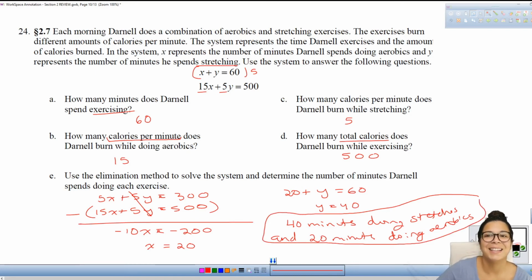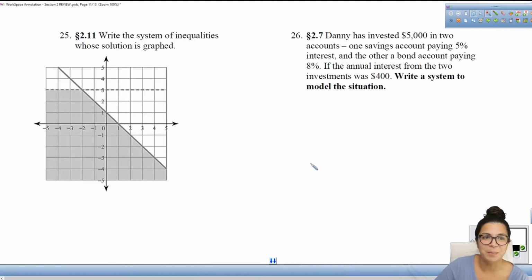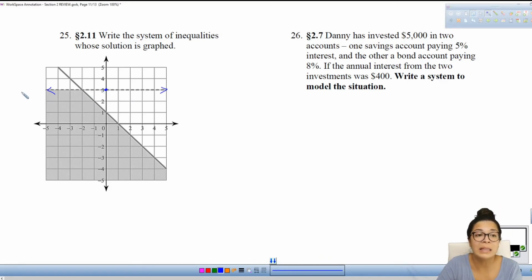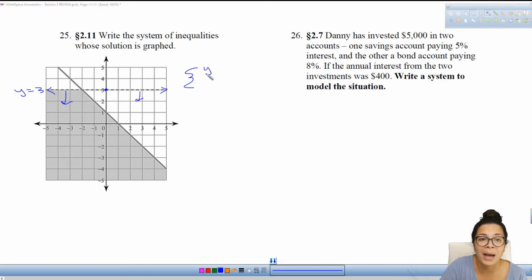All right, let's move on to number 25. So 25, we need to write the system of inequalities that is graphed. So it doesn't matter which line you start with. I'm going to go ahead and just start with the horizontal one because that's easy. Any horizontal line is y equals whatever y value we cross on the y-axis. So this would be the line if this was a linear equation, y equals 3. Now, of course, this is an inequality. It is shaded on the bottom, and it is dashed. So this would be the inequality y is less than 3 because we shade below, and it is dashed, so no or equal to.